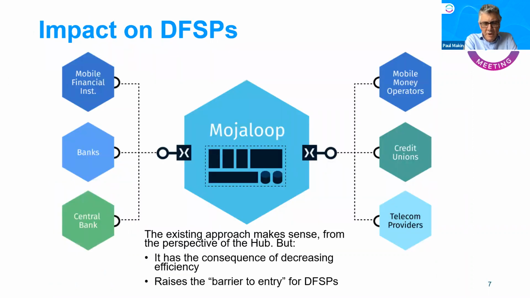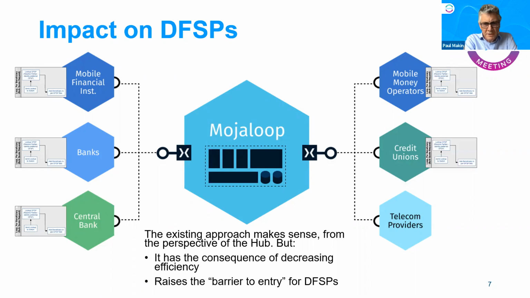This is a simplified view of the Mojaloop ecosystem with all of the various DFSP types along the left and right of the hub, all connected into the hub. For bulk payments, if you can just click, please, Michael, there is an extra function that each of these DFSPs have to implement in order to reorder the payments list that they receive, in order to create an ordered payment list that the Mojaloop hub will accept.